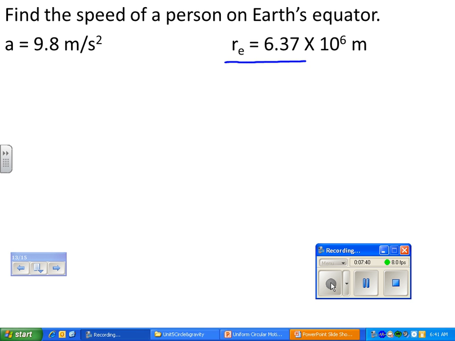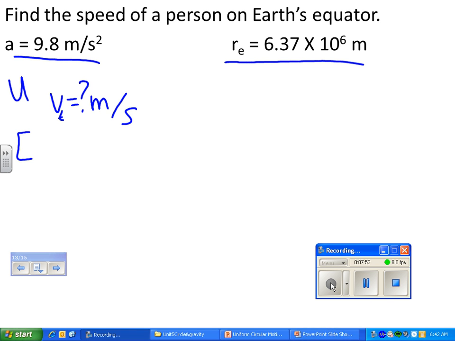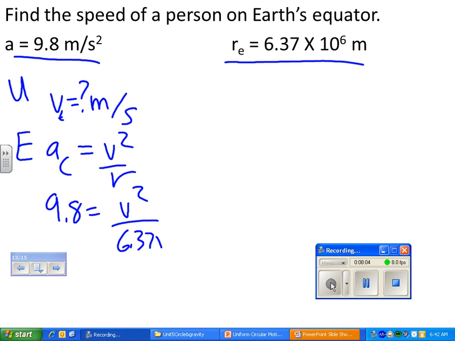So the givens are already here. The unknown we're looking for is going to be the speed, measured in meters per second. The equation we would use here is centripetal acceleration equals v squared over r. So 9.8 equals v squared over 6.37 times 10 to the 6. Multiply each side by that to get rid of it. So those cancel out, and then we end up with a pretty big number. It's about 6.24.